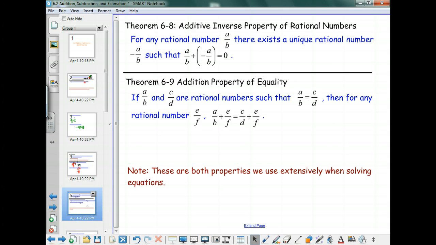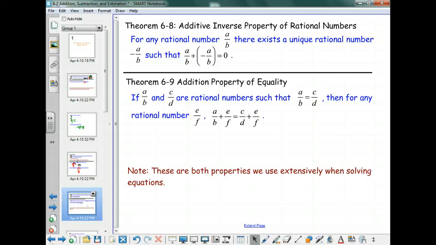A couple of properties. We worked on properties in Math 1 if you took that one already. There are some properties that get extended into rational numbers, which is what we're working with. One of them is the additive inverse property. We've seen an inverse property for addition before, so this is just an extension.